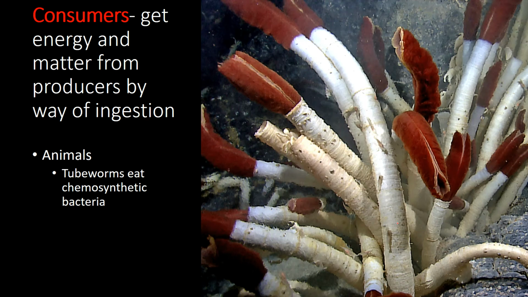Another consumer, we have these tube worms. What are they consuming? They're actually consuming that chemosynthetic bacteria. And these, again, are found down at these deep sea vents that we've talked about before that have the hot water, the hydrogen sulfide gas, the carbon dioxide. And again, this is where we think some of the first life on Earth came from, those archaebacteria, those chemosynthetic bacteria.